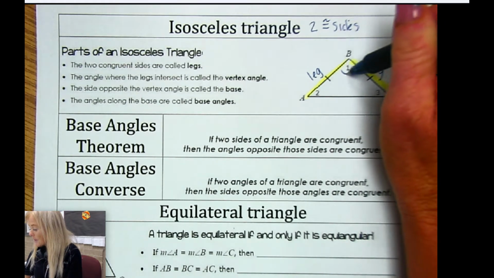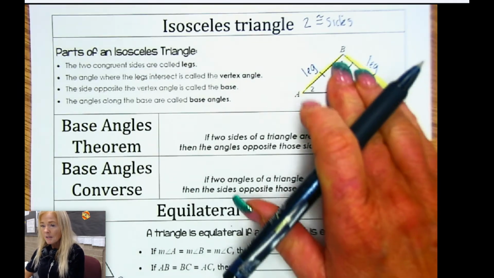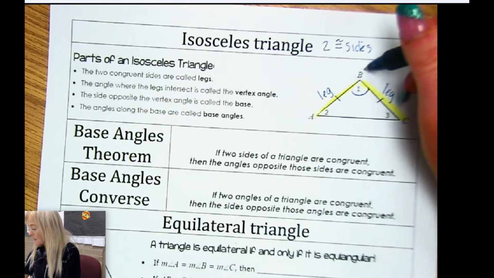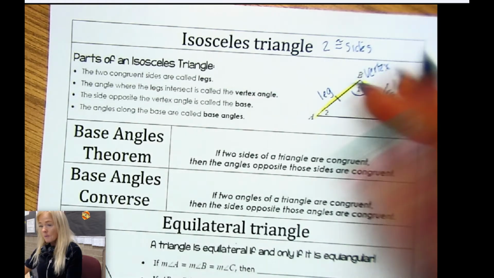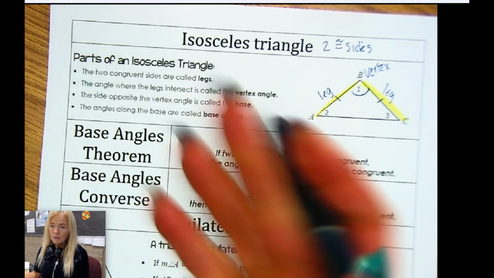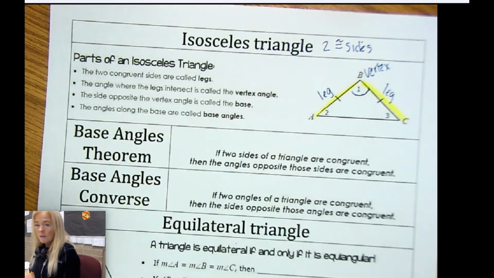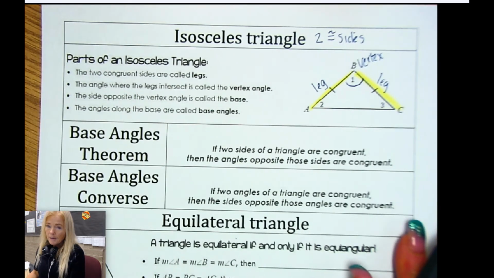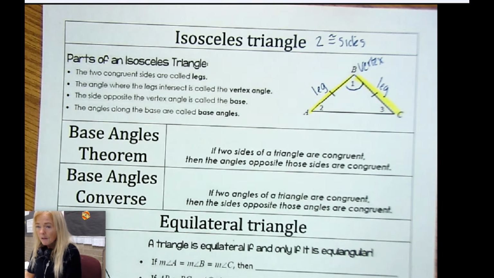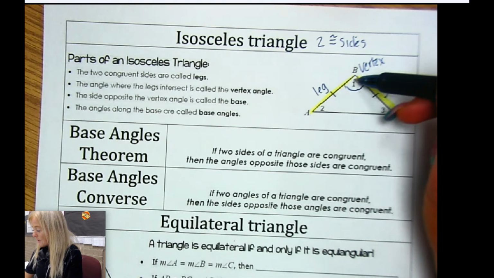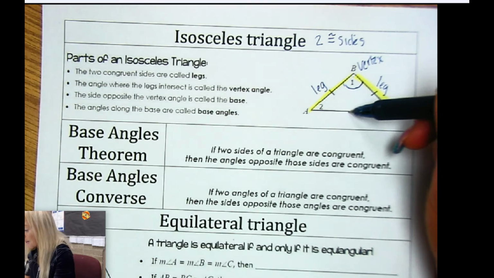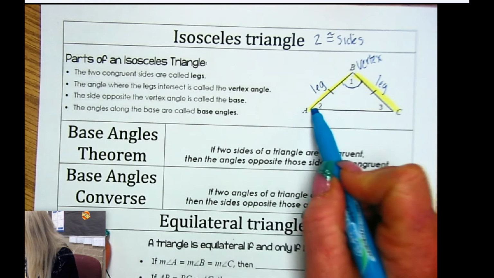This angle right here that is between the two legs, we call that the vertex angle. Now, it's not always at the top. Sometimes they rotate the triangles and do different things. So we just know that the legs come together at the vertex angle. Now, the side opposite the vertex angle, so we're at the vertex angle, we go directly opposite, that is going to be called the base.